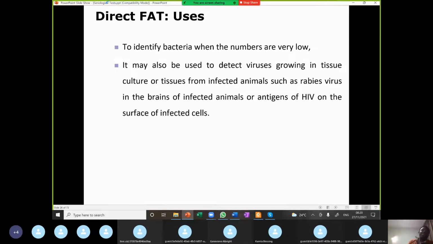There are so many different uses of this fluorescence antibody test, such as detecting bacteria at very low concentrations. It may also be used to detect viruses growing in tissues and in cultures, and especially the HIV antigens. So it's really used in detecting HIV antigens.